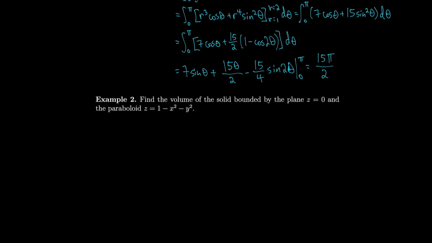How about the volume of the solid bounded by the plane z equals 0 and the paraboloid z equals 1 minus x squared minus y squared? Okay, well, the paraboloid is basically just an upside down paraboloid where we have x squared plus y squared, except it's moved up 1. So how about I just try drawing that? Let's see. Maybe something sort of like this.